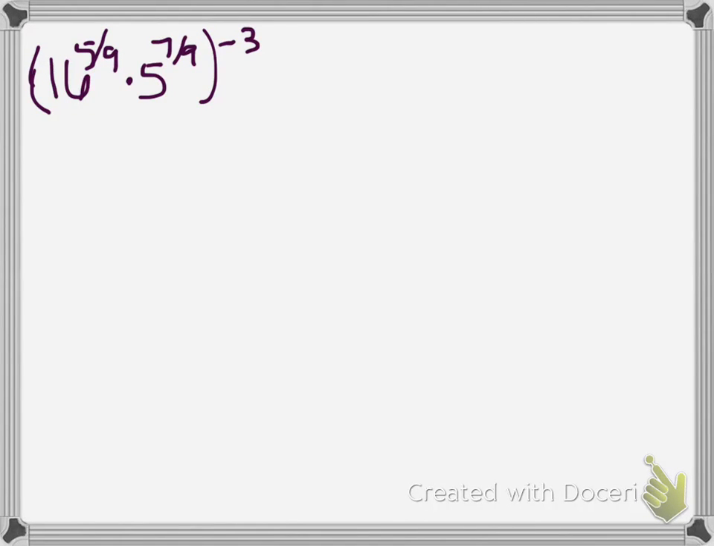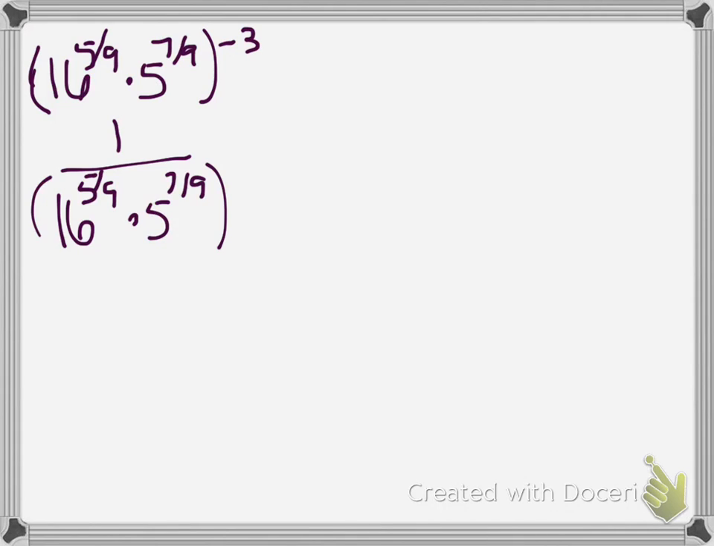Okay, first of all, since it's a negative exponent, what do we have to do? Yeah, we got to flip it. So that would become 1 over 16 to the 5/9 times 5 to the 7/9 cubed.